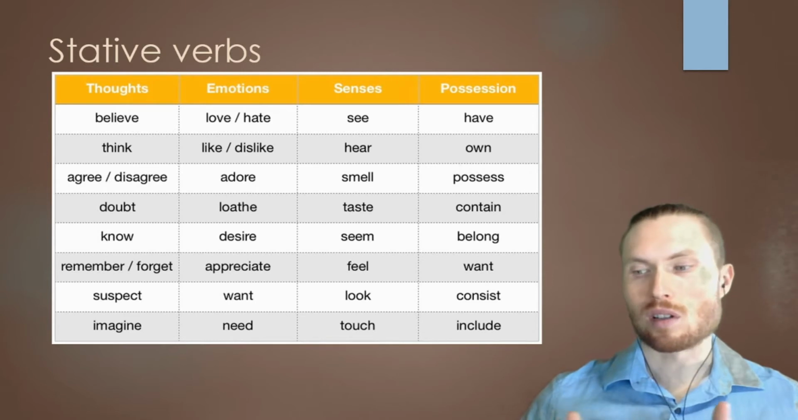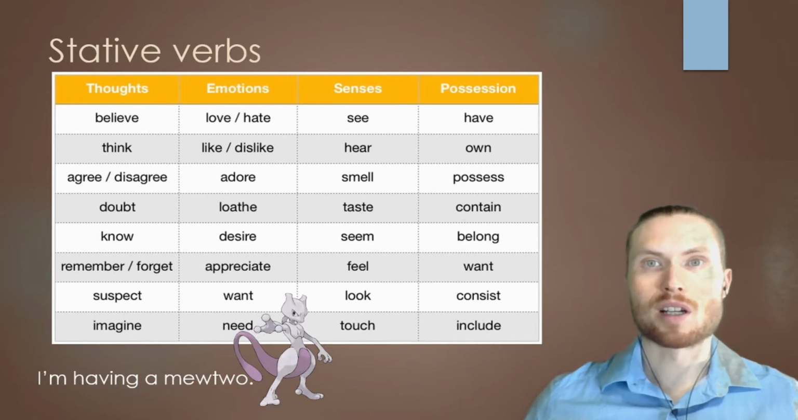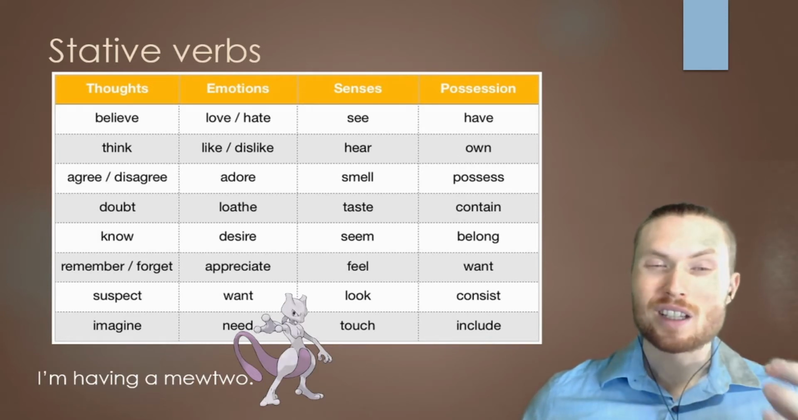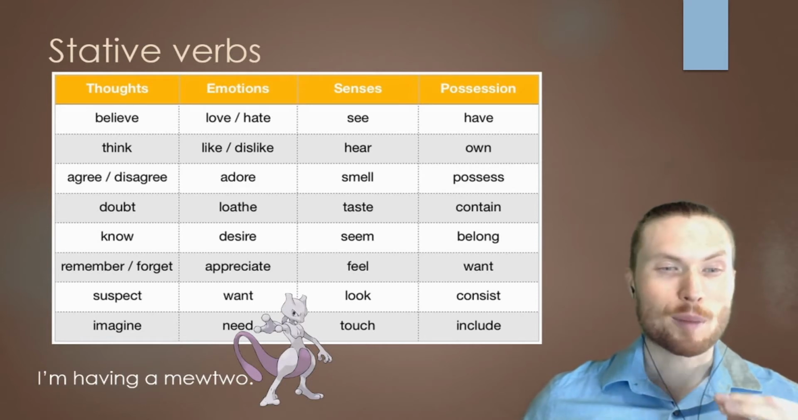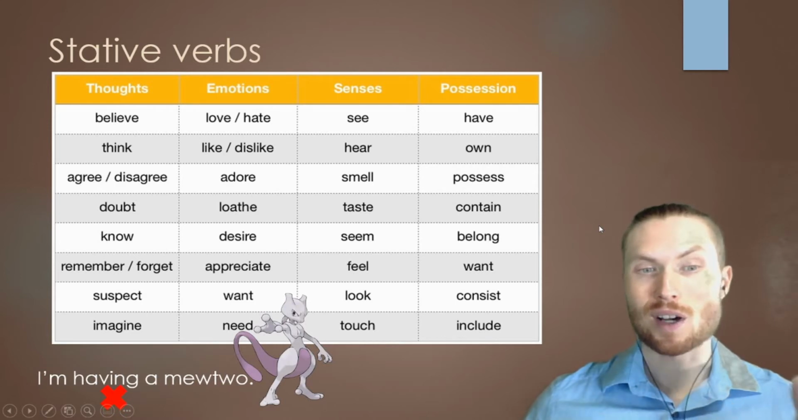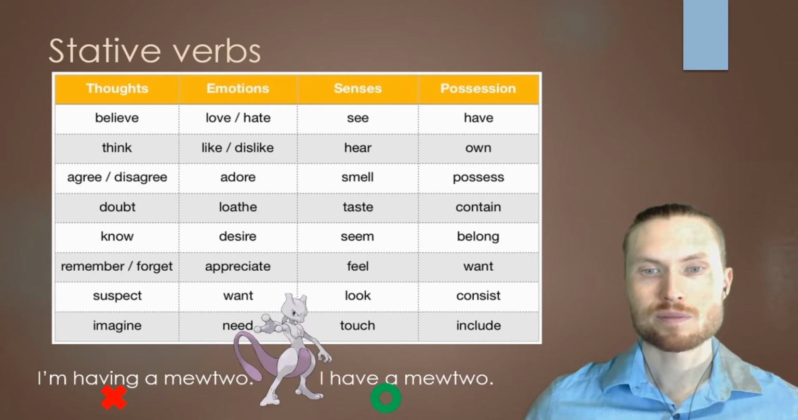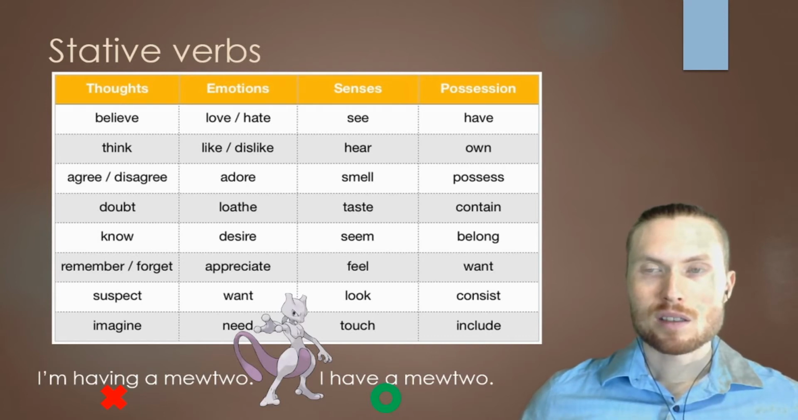So another example, like with the Pokemon Mewtwo. So Mewtwo o mottemasu. So in English, we shouldn't say I'm having a Mewtwo. So this is an example of the verb have, which is a stative verb, so we should use simple present for this. So I'm having a Mewtwo is strange. Instead, I have a Mewtwo. Motteru. All right.